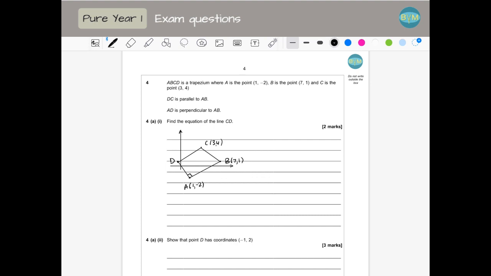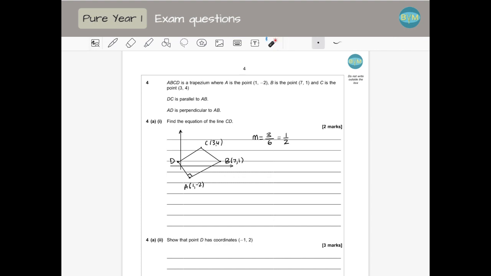CD. We know this is parallel to this one, so it's going to have the same gradient, and it's going to pass through the point C. So first of all, we are going to find this gradient. This gradient is going to be the difference in y, so 1 minus -2 is 1 plus 2, which is 3, divided by 7 minus 1, which is 6. So the gradient is 1/2.